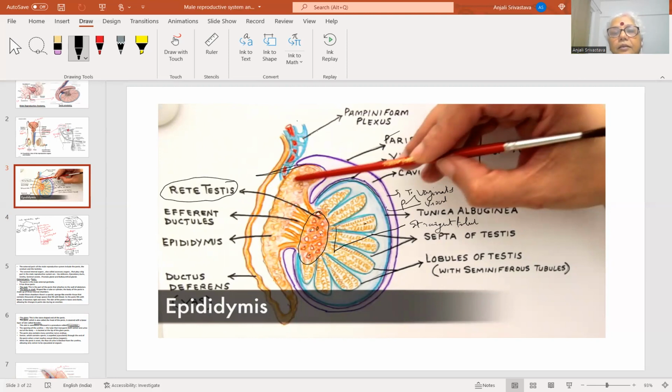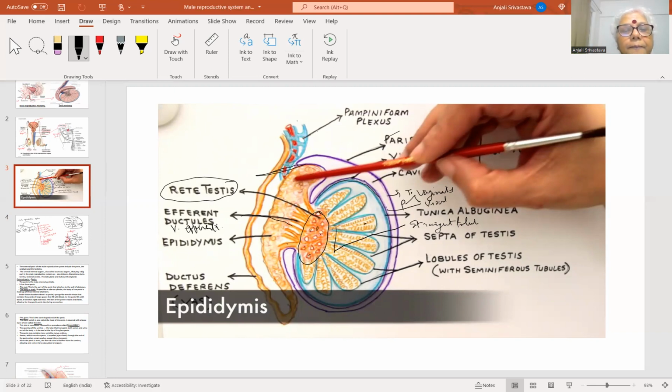The rete testis looks like a connective tissue-like structure, which is the collective place of the straight tubules of all the seminiferous tubules. The seminiferous tubules of a lobule continue into a straight tubule, and in this region they together form the rete testis. From this rete testis, these orange structures are coming out. These are called efferent ductules or vasa efferentia.